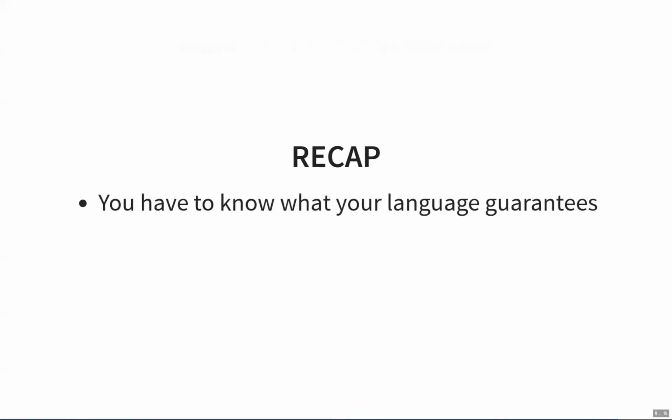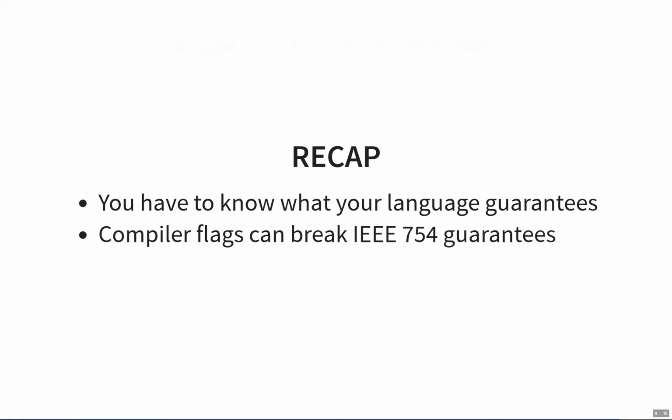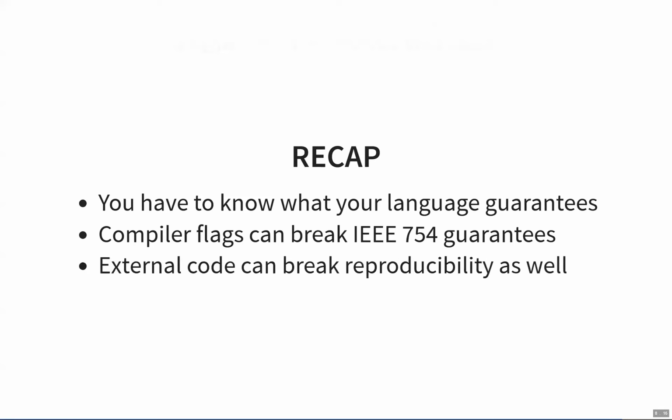Okay, let's recap. You have to know what your language guarantees you. If you are using Go and you write -0, no, you know? Okay, compiler flags can break IEEE 754 guarantees. External code can break your reproducibility, even if you just link it and never execute anything. Literally, an empty library can break this.